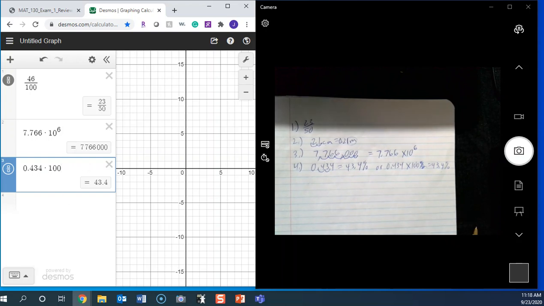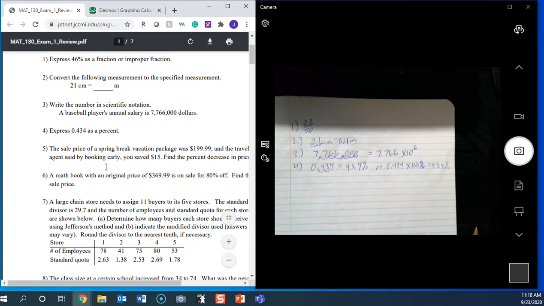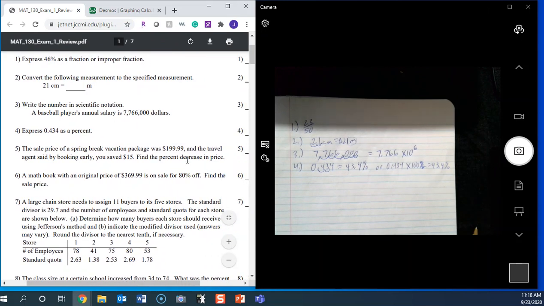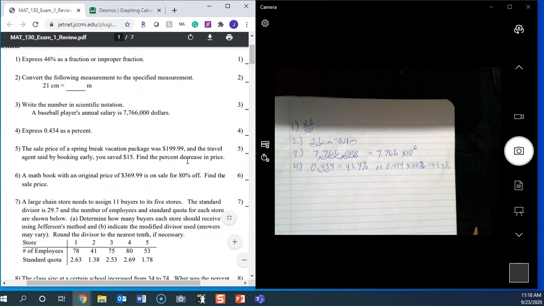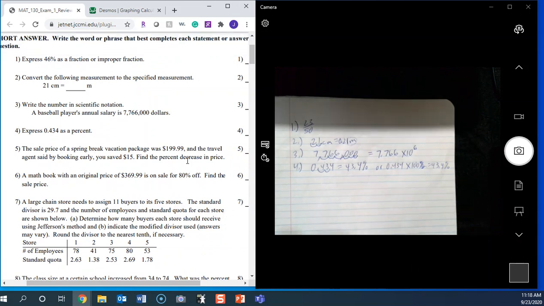Okay, now we move on to the next problem. All right, this is a percent decrease problem. Now, one thing I want to tell you is this here. Percent decrease and percent increase are done the same way. So I don't need to do a percent increase problem. What I do here for the percent decrease, you'll do the exact same thing for the percent increase.